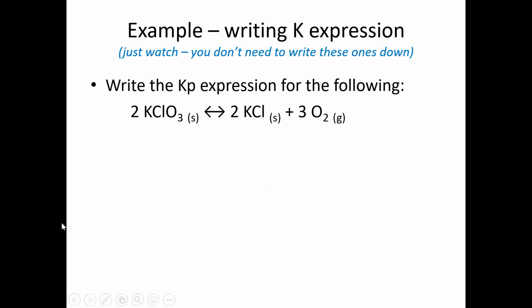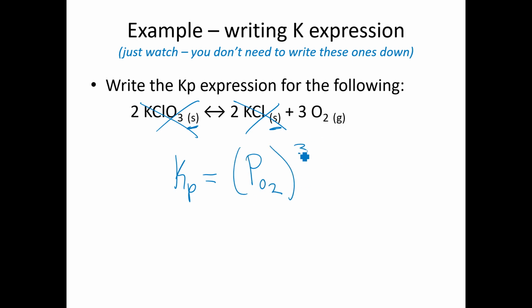All right, here's one more. This one we're going to write the Kp expression, Kp. And so the symbol we would use is we would say the pressure of, and let's take a look at the states of matter. Notice we have 2 things that are solids and only 1 gas. So we leave out these solids. So the only gas we have, gas or aqueous, is oxygen. So it's the pressure of oxygen cubed. And that's it. There's no denominator because the reactant is a solid. So you might end up with an expression like this where there's no denominator.